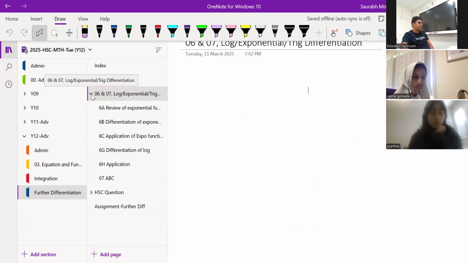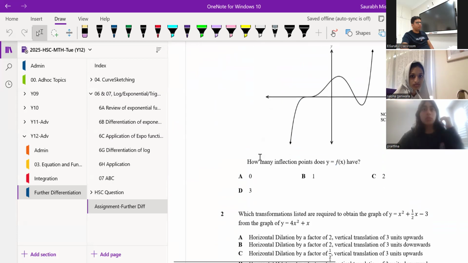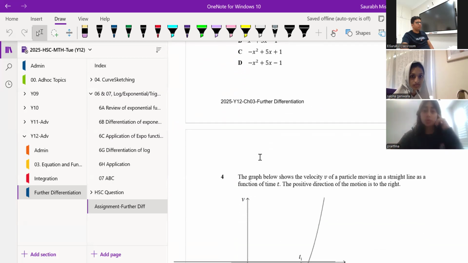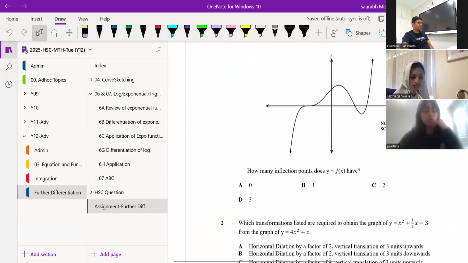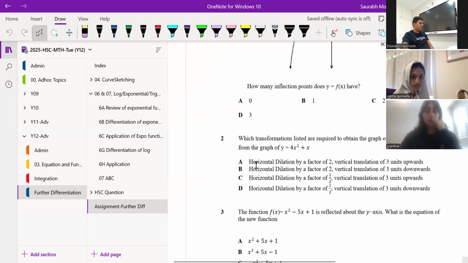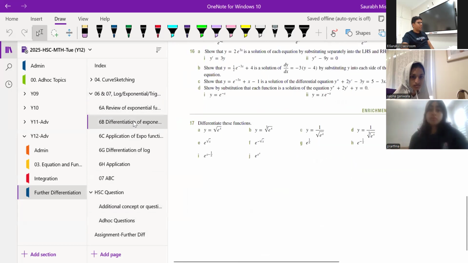Did you guys do that assignment, partner? So I have maybe a few pages left, but I've done most of it. Most of it. Any challenge or any question you want to discuss? No, not so far. All good? Okay, that's good. We did the HSC question. So let's do this one.